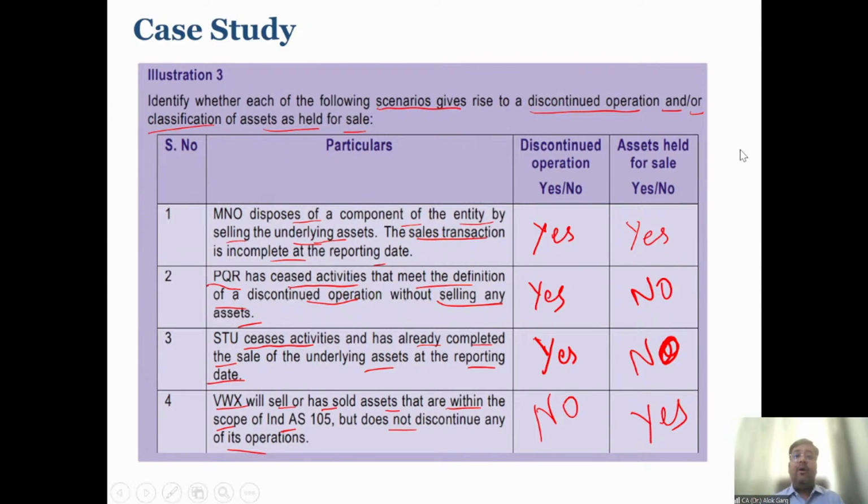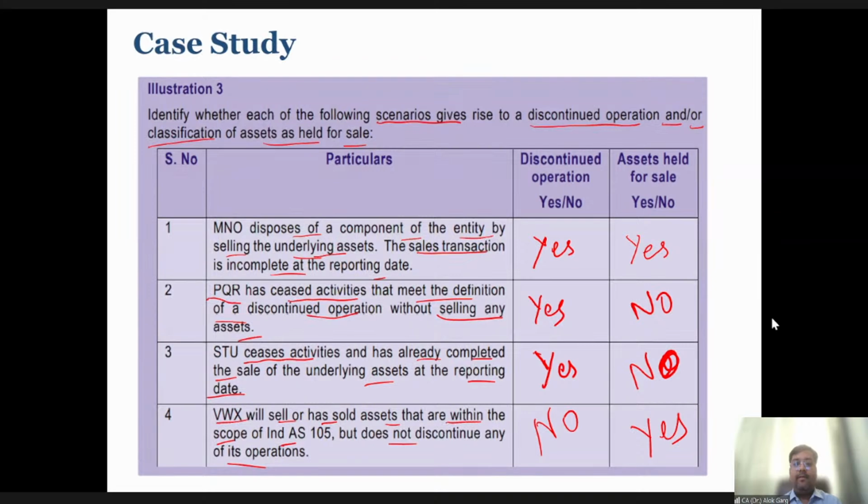Let me know if you have any doubt on this illustration number 3. It is a very good illustration for understanding what is DCO and what is held for sale, right? You're right, Rashmi. The asset has already been sold out and that is why it is not held for sale. Nothing will come into the balance sheet. It has actually been sold out. So the line item asset or disposal group classified as held for sale will not be there because everything has been sold out.